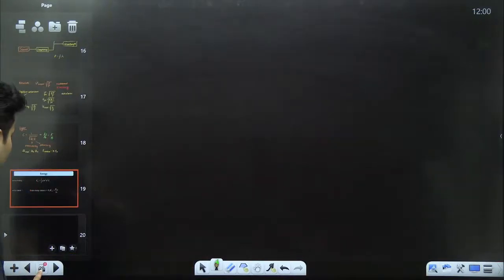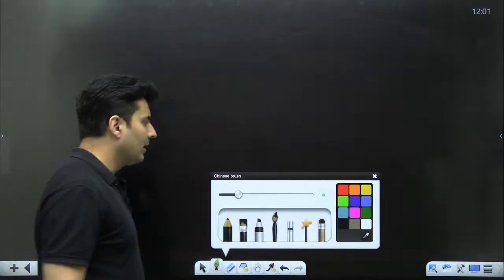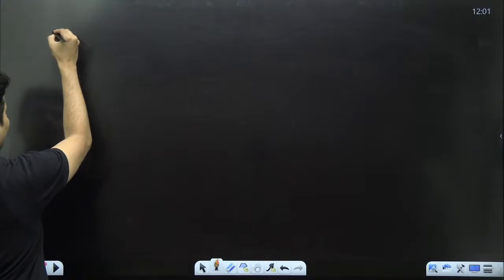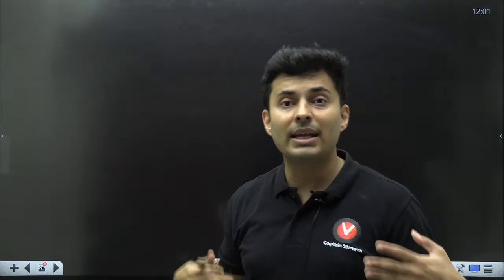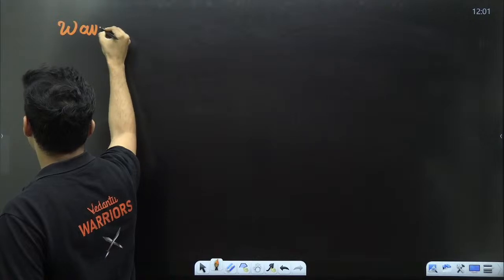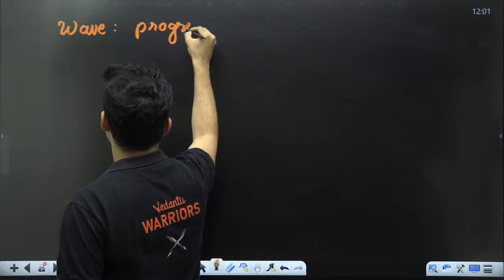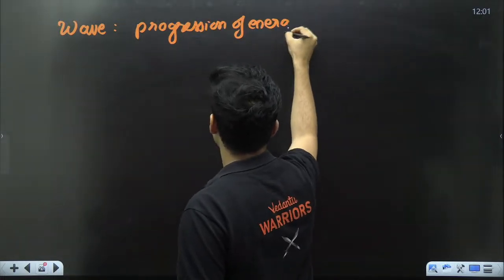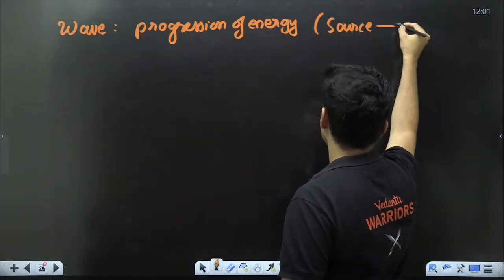Let me give you that formula. Although I'm putting printed slides, this is for your reference. I'm also writing it for you so that it sticks in your mind for a longer time. See, whenever a wave travels, whenever we talk about progressive wave, what is happening? Energy is flowing. So at the end of the day, wave is nothing but progression of energy. And where does the progression of energy happen? From the source to the destination.